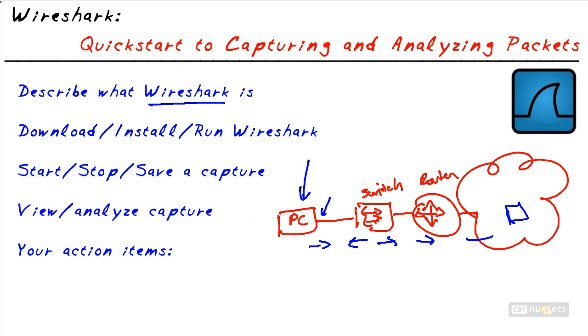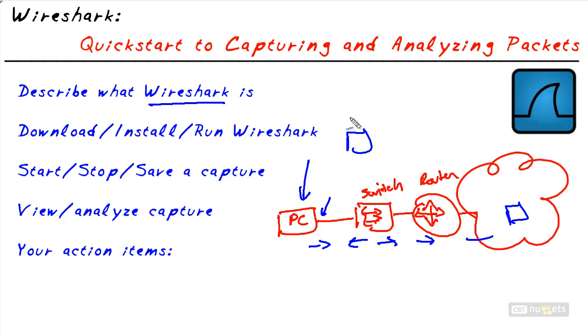Now, there's lots of different ways we can collect this information so that Wireshark can help us look at the details of that traffic going back and forth. We could run Wireshark, the software, which is free, on this PC, and that would certainly work. Or we could run it on another computer.